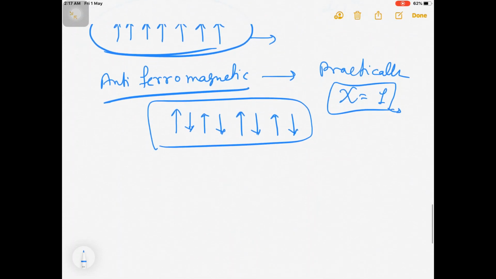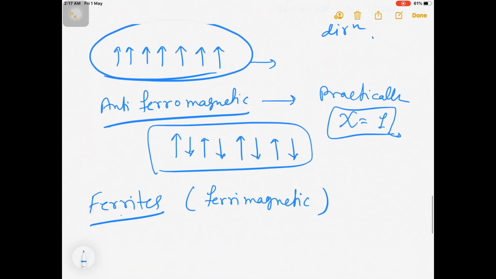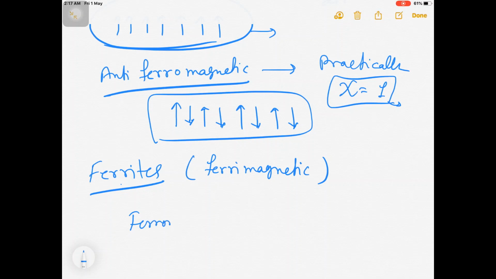And the last one is ferrite, or in some reference books or textbooks, ferrites are also termed as ferrimagnetic, not ferromagnetic, but ferrimagnetic material. Ferrimagnetic. And ferrites exist between the ferromagnetic and antiferromagnetic.